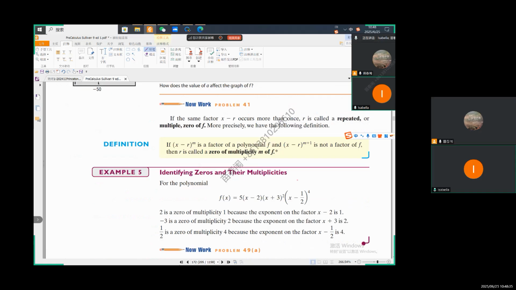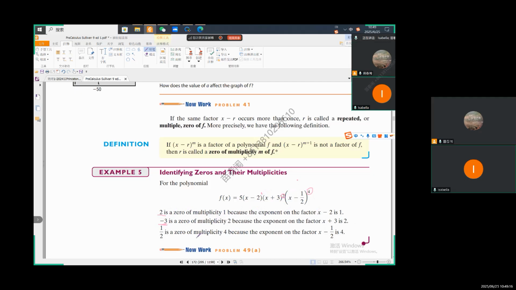Oh, well, let's take a look at this example then. Here 2 is a zero of multiplicity 1, right? So this is 1. Negative 3 is a zero of multiplicity 2 because the power here is 2. Oh, it's just the power of the factor. Okay, that makes sense. They just have a way to say things that's probably easier to understand for us or for the computer. This is 4, we just say the power is 4.